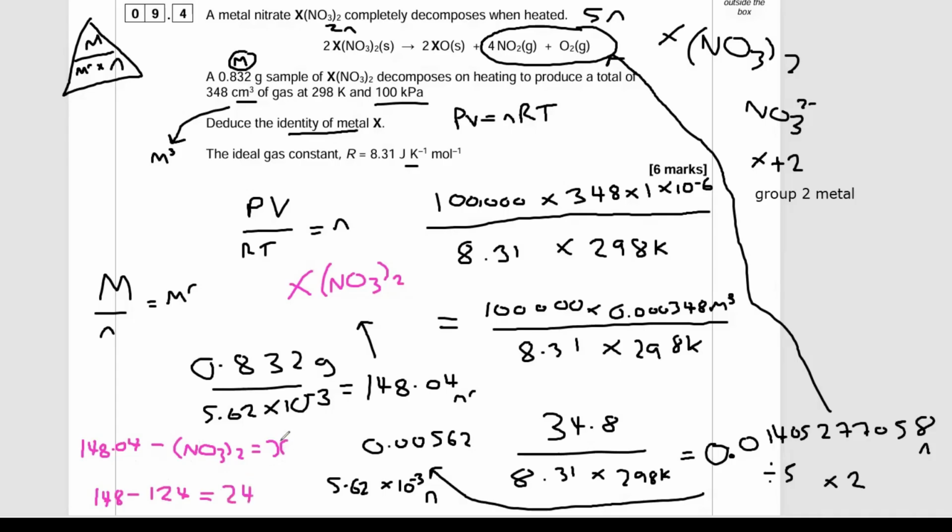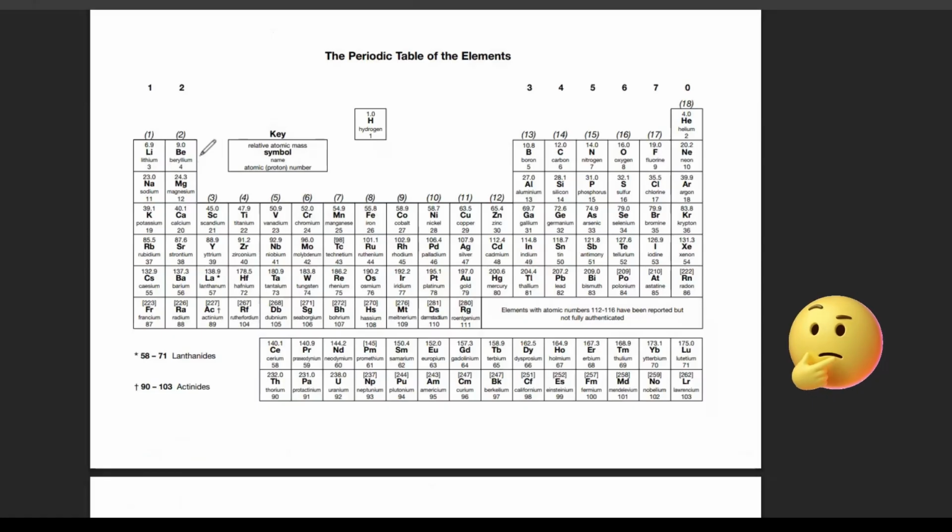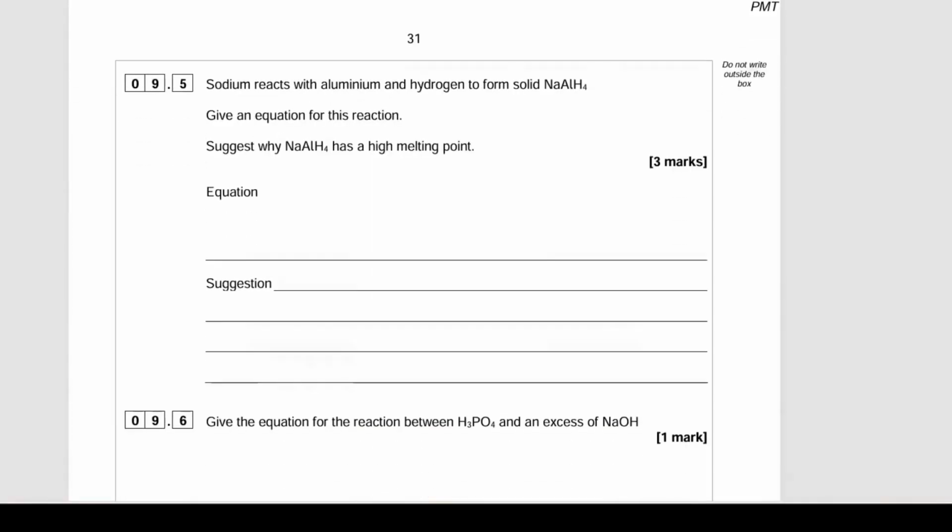So we now know that X equals 24. What group 2 element could have a mass of 24? I think it is going to be magnesium. I mean, essentially it's 24.3, but you get the idea, right? So we've worked that out. It's 24 is our answer. So let's go back.